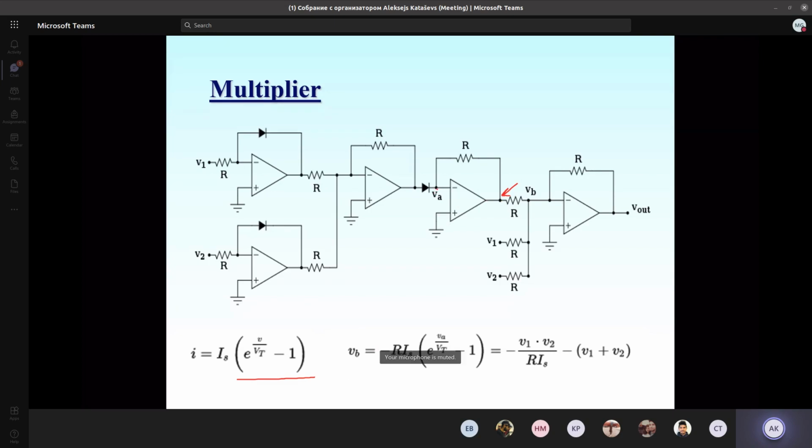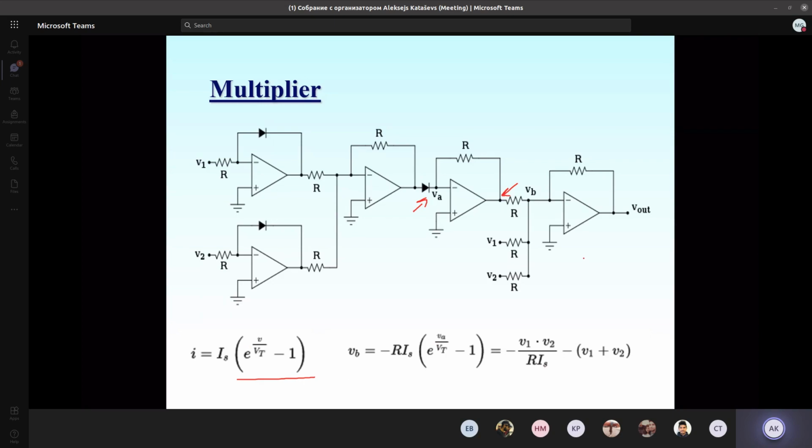of the diode. Actually, it is the voltage applied to the diode, and if we calculate it correctly, we see that generally this output voltage VB will be equal to the product of V1 times V2 divided by some constant. Generally, this constant is related to the resistance R, which is used all over the circuit, and the dark current of the diodes. So IS is the dark current of the diodes.